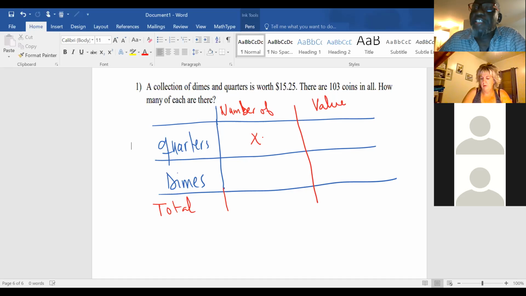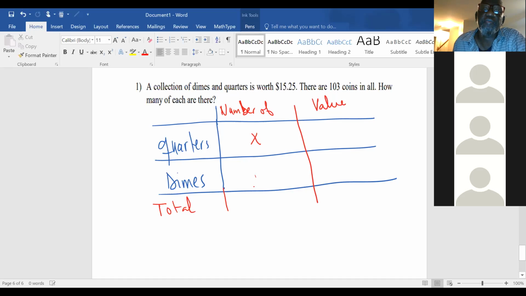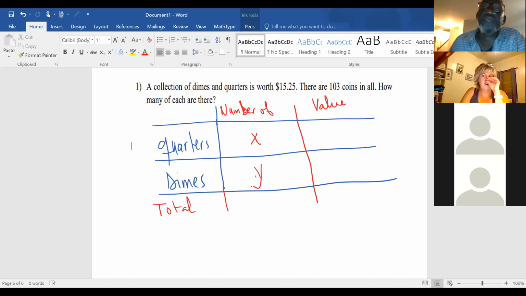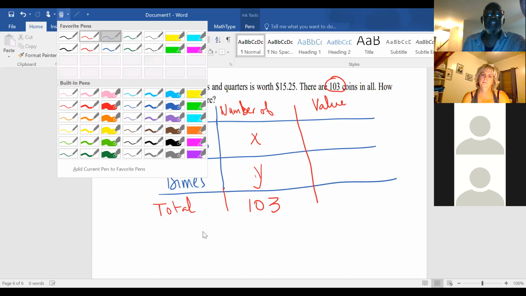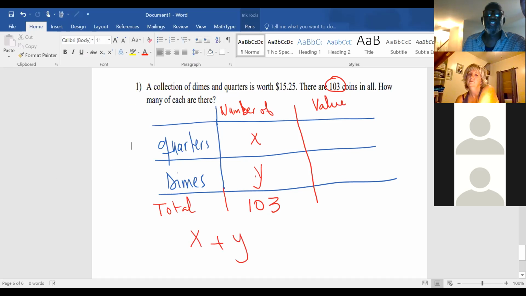Okay. Do we know how many dimes we have? No. Call it Y. Right? But do we know the total number of coins we have? 103. So this first column, what equation does this first column give me? X plus Y equals 103. Everybody agree with that? Yes. The first column gives me the first equation, X plus Y should be 103.